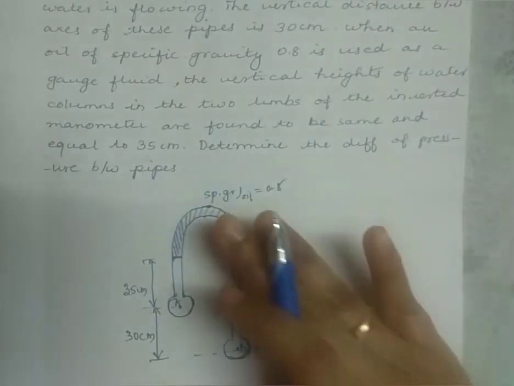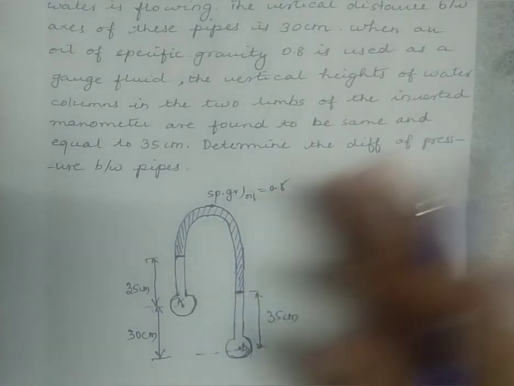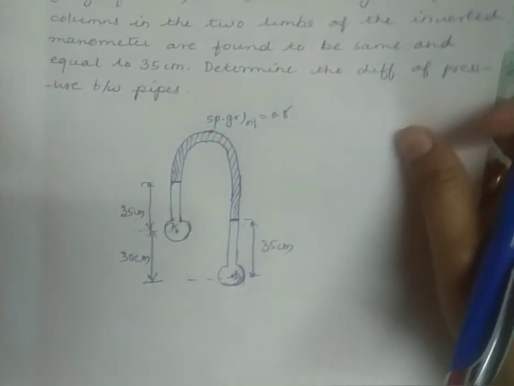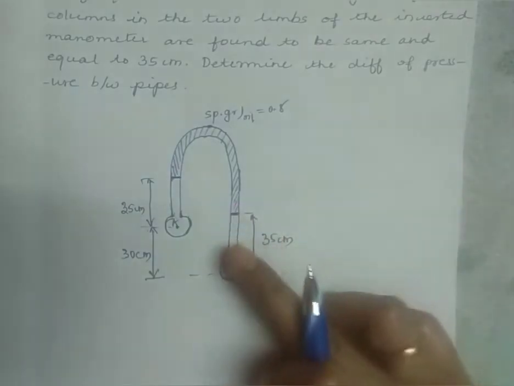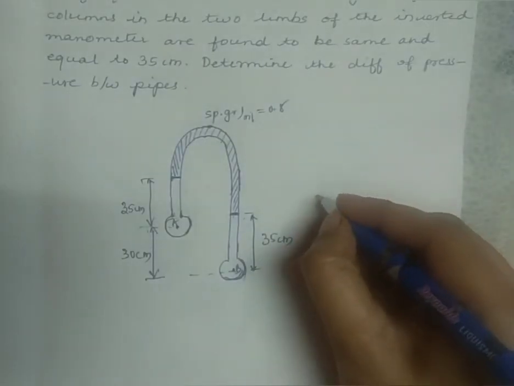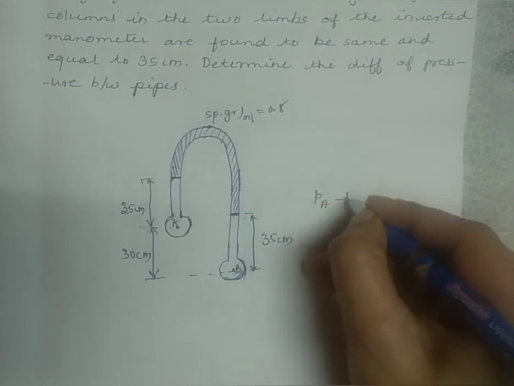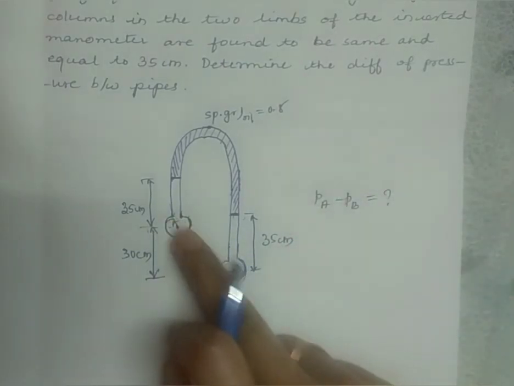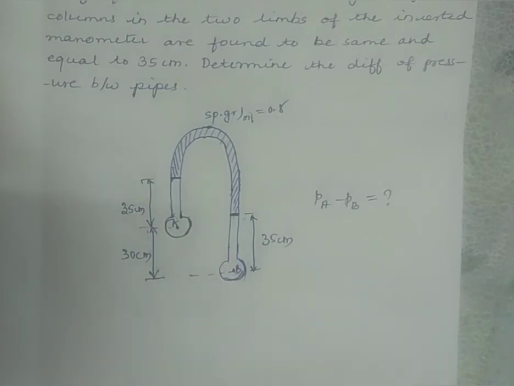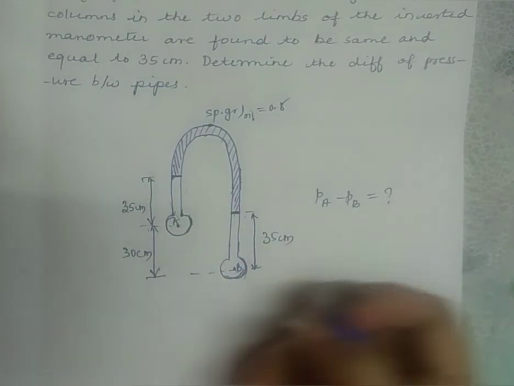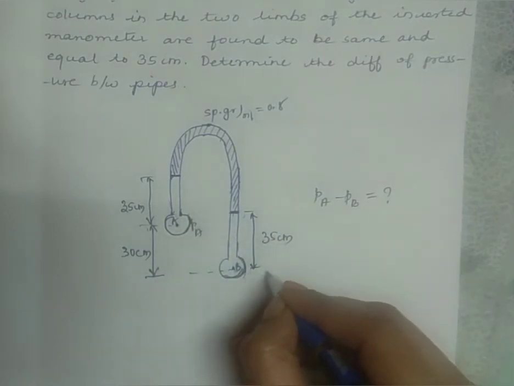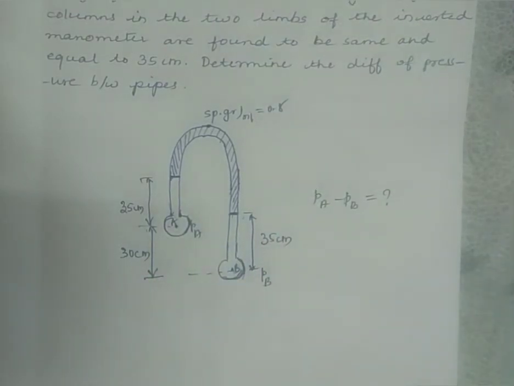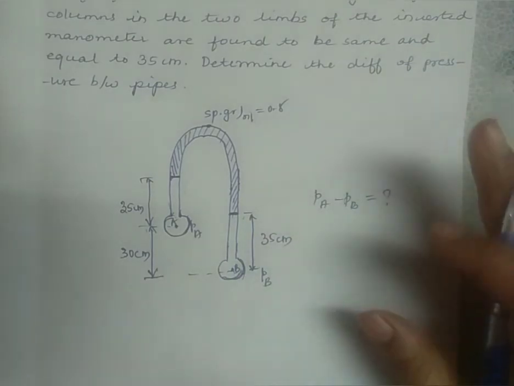Okay, so now we come to this question, that is, you have to find out the difference of pressure between pipes. So the thing we want is PA minus PB, that is the pressure difference between A and B. Let this be PA and let the pressure at point B be PB. Okay, how to find this one? Again, follow the same procedure.